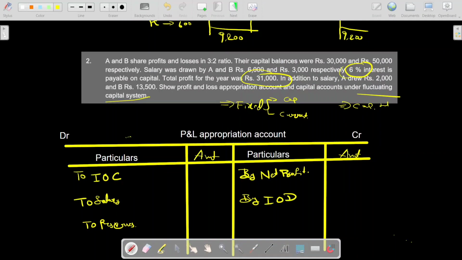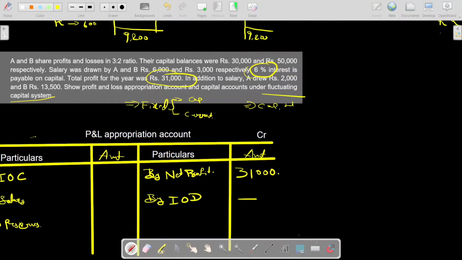Right, first of all, how much net profit do we have? The total profit for the year was 31,000, so they have mentioned it here. We don't have interest on drawings, so interest on drawings is nil. For interest on capital, they have mentioned 6% here. 6% interest is payable on capital. So first of all, we have to know how much capital they have.